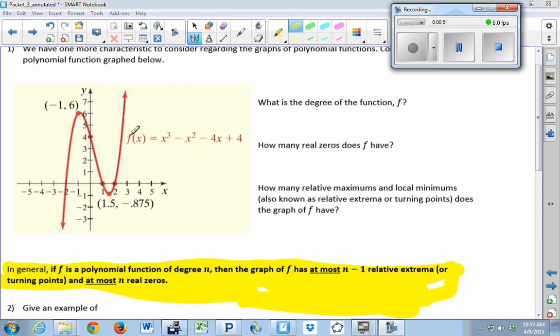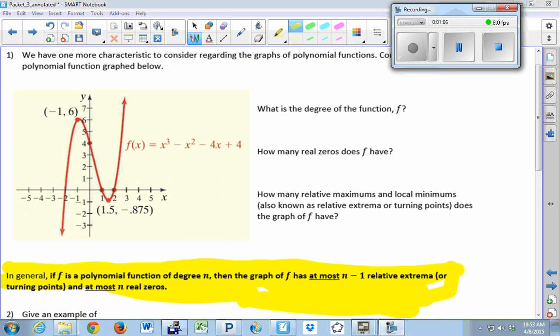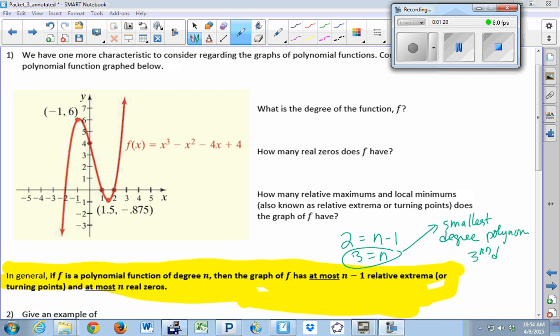So right away when we look at this graph, suppose we didn't have this equation here, we know it's an odd degree. It says the graph will have at most n-1 turning points. Those are your relative maxes and mins. You can see here that I have 2 relative maxes and mins. So if you set that equal to n-1, you solve for n and you get n is 3. So this tells you that the smallest degree polynomial that could give you a picture like this would be a 3rd degree. It may be a 5th, it may be a 7th, but the smallest degree is 3.